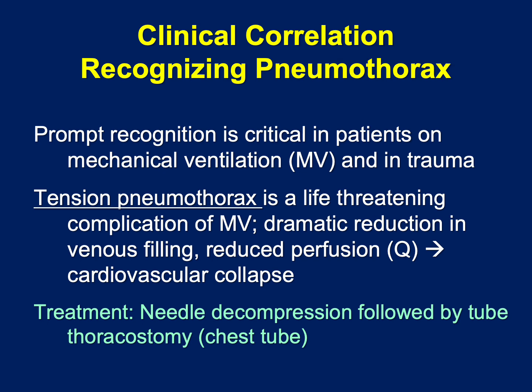Tension pneumothorax is a life-threatening complication of mechanical ventilation. It leads to a dramatic reduction in venous filling because of pressure that the lung and air are putting on the heart, leading to reduced perfusion and eventually cardiovascular collapse. The treatment of tension pneumothorax is needle decompression. This is followed by a chest tube or a tube thoracostomy because you cannot leave a needle in somebody's chest.